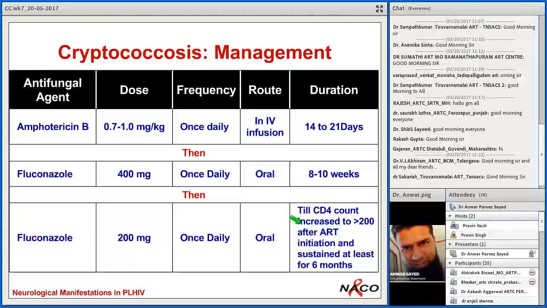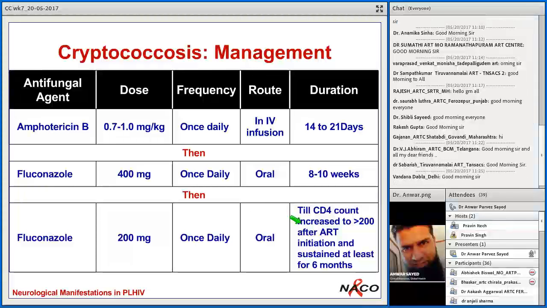Please remember that unless the patient takes treatment for 8 to 10 weeks, treatment of cryptococcal meningitis is not over. This is a part of the same treatment. Initial 3 weeks is injectable antifungal, amphotericin B. After that, 8 to 10 weeks is oral antifungal, that is fluconazole. This is called the maintenance phase, and this is the induction phase. And after that comes secondary prophylaxis.